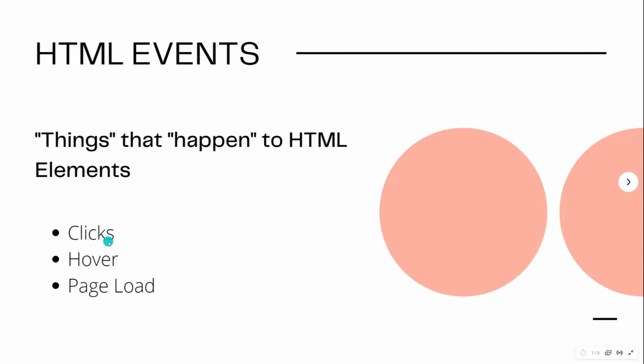For example, there can be a click event, which is when you click on an HTML element, like a button or a div, hover, which is hovering over the element, or even when the page is loaded or certain elements are loaded. These are all things that can happen to various elements.